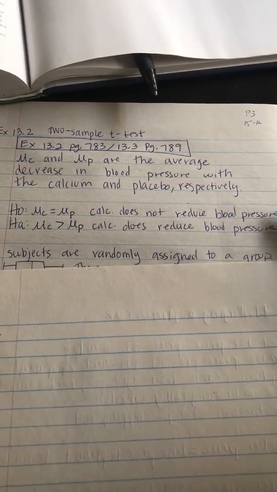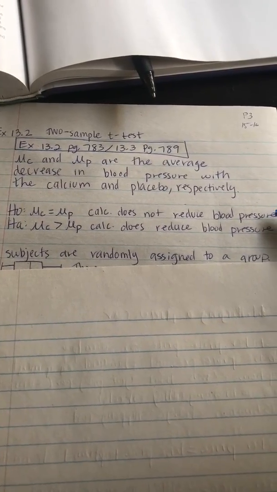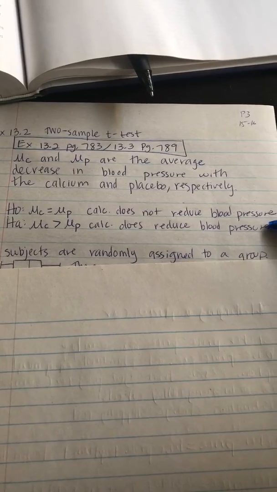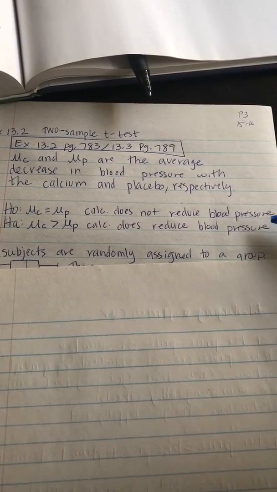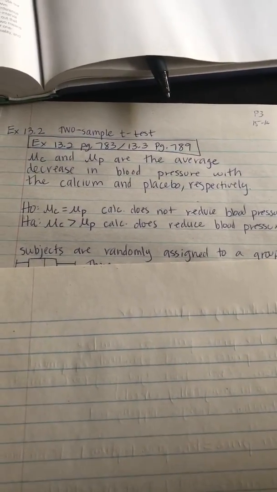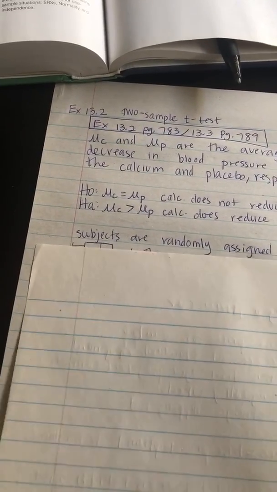Remember, the null is usually the one that has the word not, so calcium does not reduce blood pressure would be the null, and the opposite, that calcium does reduce blood pressure, will be the alternative. Okay, so this is the P, the H, and then the A is for your assumptions, which are the same ones, SRS, normality, and independence.